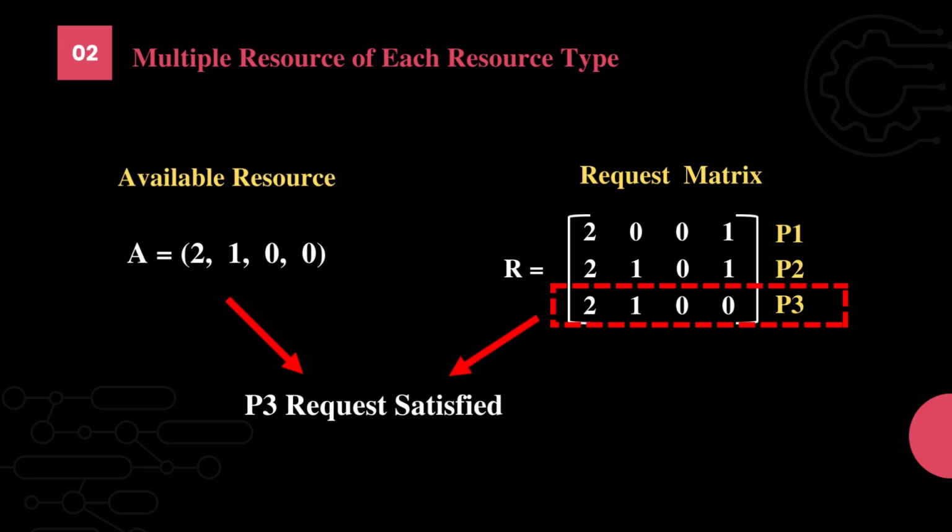To run the deadlock detection algorithm, we look for a process whose resource request is equal to or less than the currently available resources. Let's have a look at the request matrix of process 1. Comparing the request of process 1 with available resources, process 1 cannot get the requested resources because there is no CD-ROM available. Similarly, comparing process 2 with available resources, it cannot be executed because there is no CD-ROM free. But the request of the third process can be satisfied by comparing with available resources. So process 3 will execute.